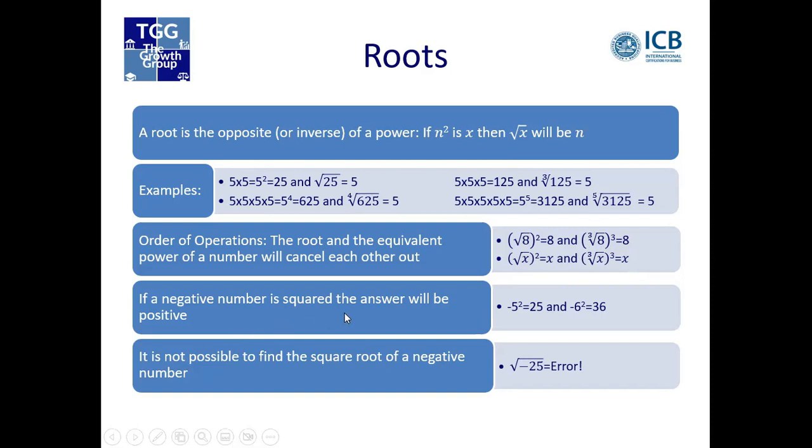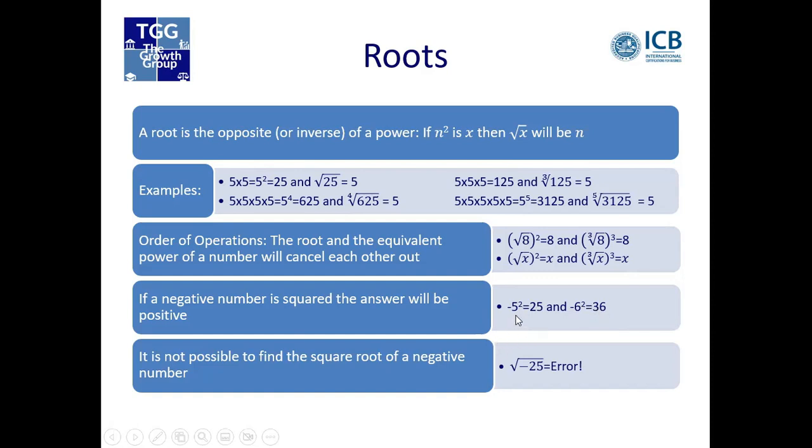If a negative number is squared, the answer will be positive. Why? Because we saw earlier that a minus multiplied by a minus is positive. So 5 squared is 25, but minus 5 squared is also 25. Same here. 6 squared would be 36, but minus 6 squared would also be 36.